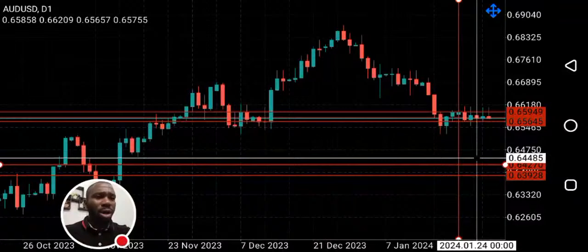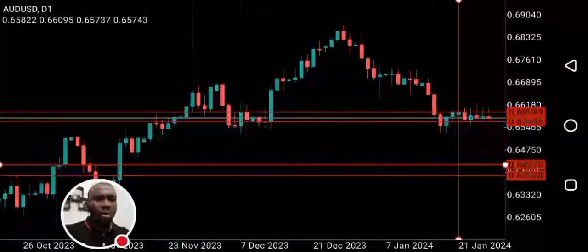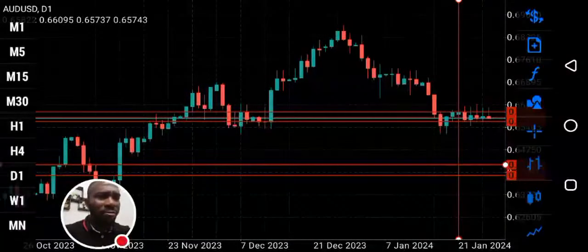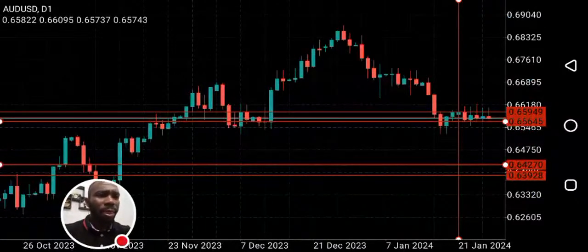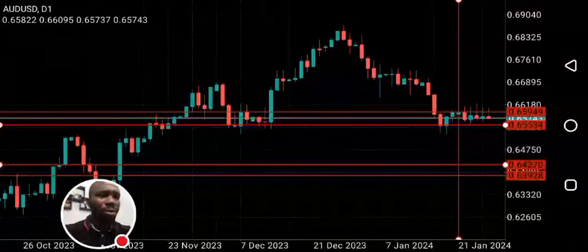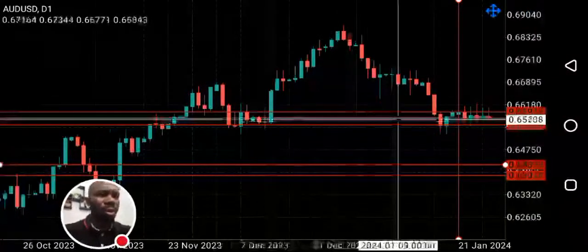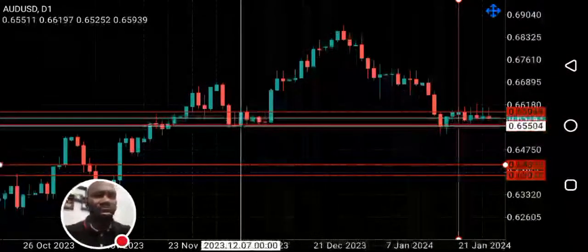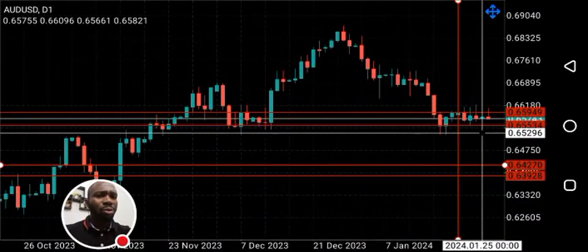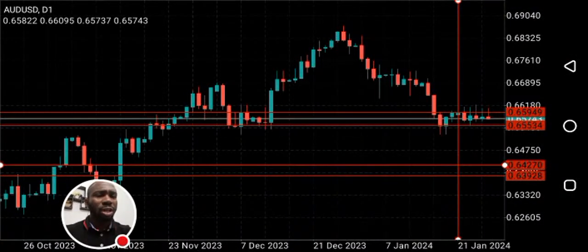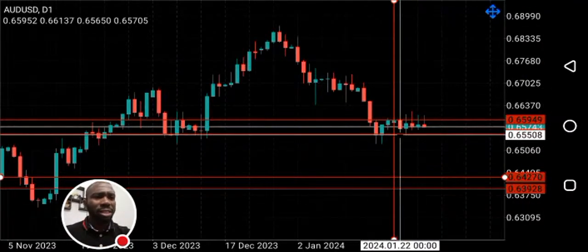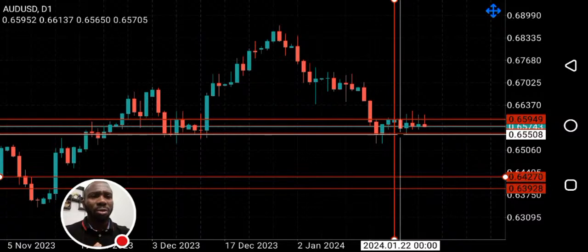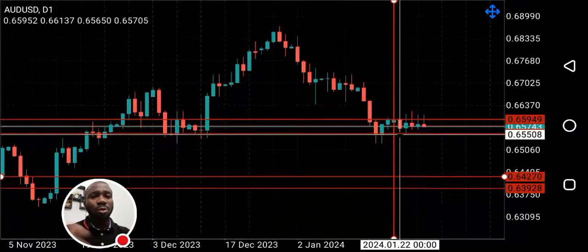So my thoughts on Australian dollar USD: if a candle closes below this support, you can see this was a support and this was a support. If a candle closes below that support, then we should expect more bearish move on Australian dollar USD. That's my take. If this support is broken, let's say a 1 hour candle or 4 hour candle closes below that support, then I would consider selling Australian dollar USD.